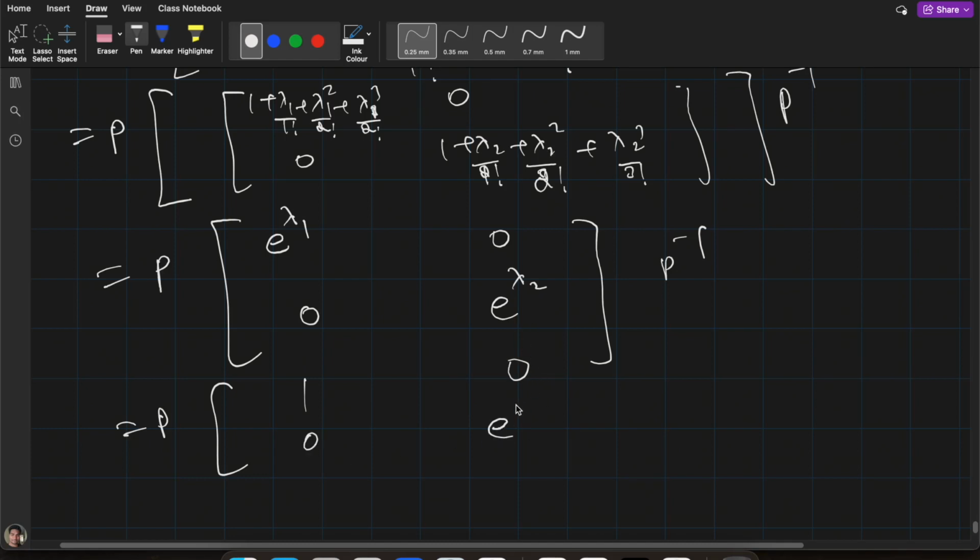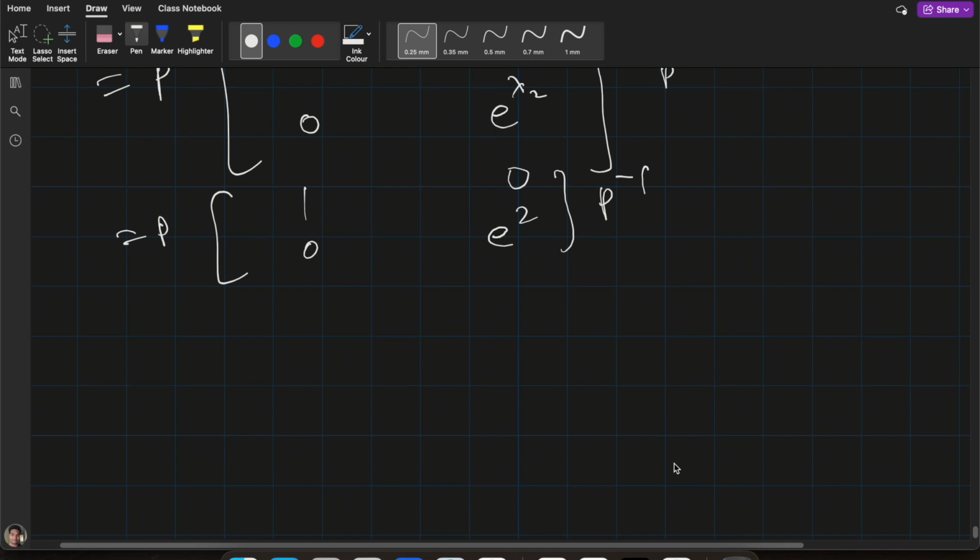And what is the lambda 2? 2. Just substitute P and P inverse. You will get e raised to the power matrix A. It was a very nice problem, right? Yes. Kalpana, are you getting it?